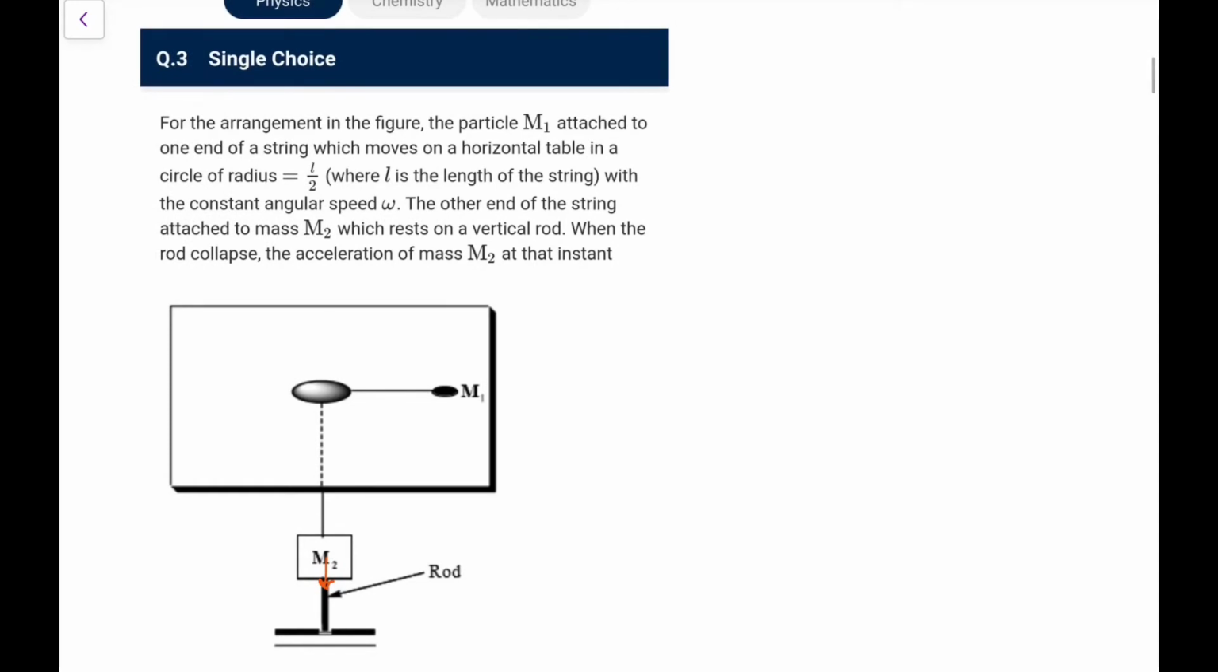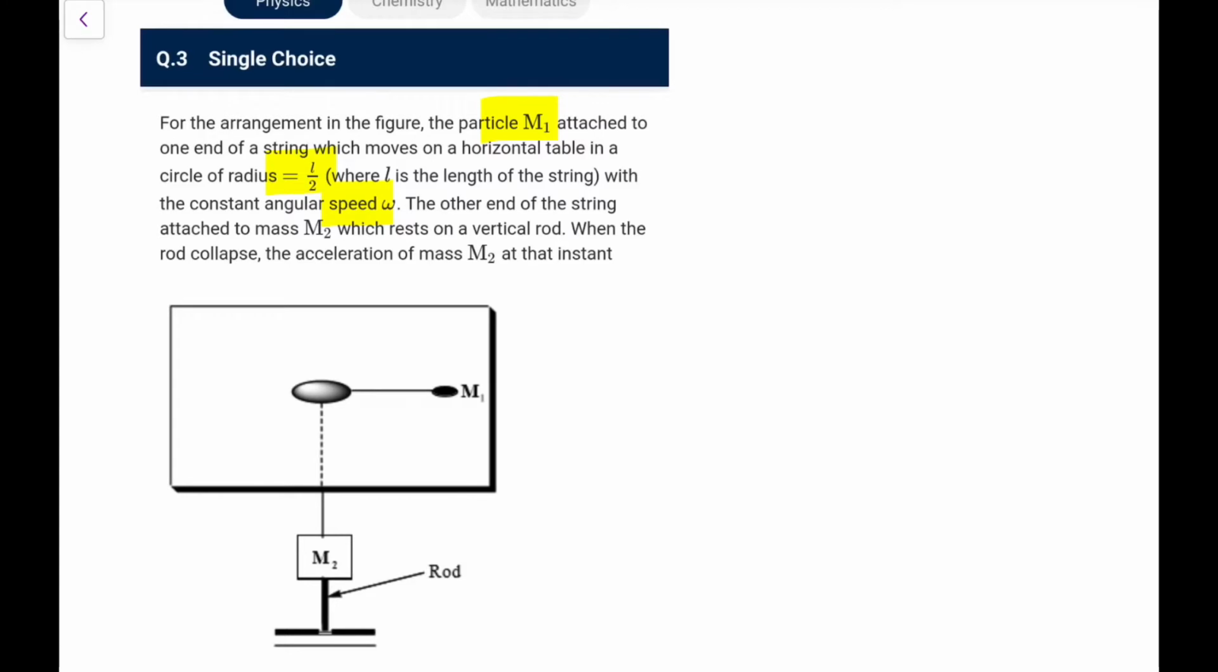Next, the third one. For the arrangement in the figure, the particle m1 is attached to an end of a string and moves on a horizontal table in a radius l by 2 with speed omega. The other end is attached to mass m2, which rests on a vertical rod. When the rod collapses, the acceleration of mass m2 at that instant is asked.